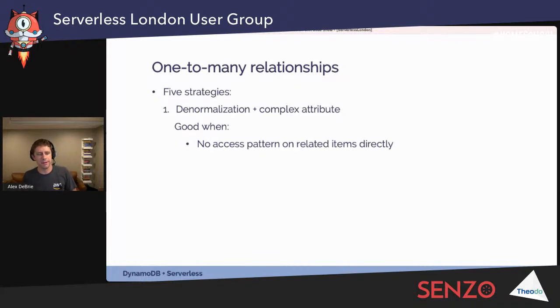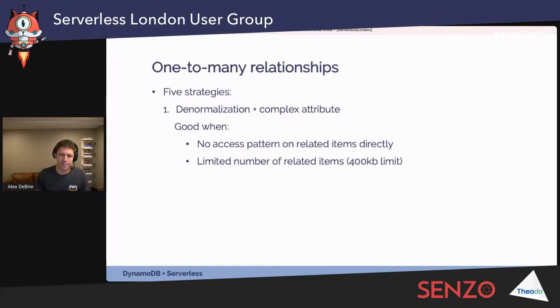So we don't have an access pattern on the related item directly. The reason that's important is because you can't index a complex attribute like that. So you can't have a secondary index on a map or a list or a set, something like that. The second thing you need to consider here is make sure you have a limited number of related items. And that's because DynamoDB items have an item size limit of 400 kilobytes, which is plenty of room for almost every access pattern. But if you're storing a relation here that could be unbounded, you could get in trouble.